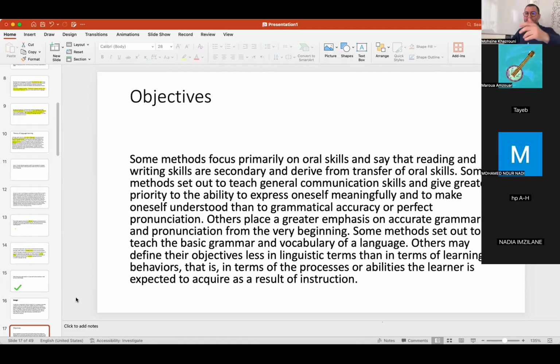Objectives. So what's the objective? Objectives of the lesson. Let's give some example of the material. For example, my objective. To know the difference between an approach and a theory, for example. I couldn't hear you, sorry.